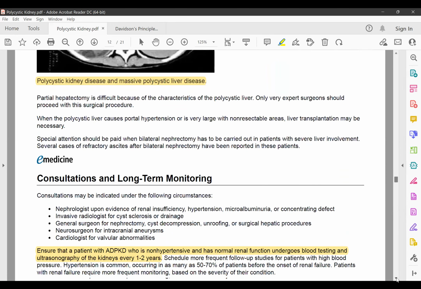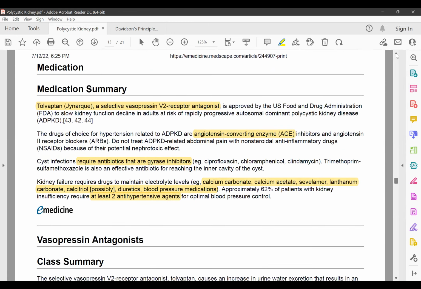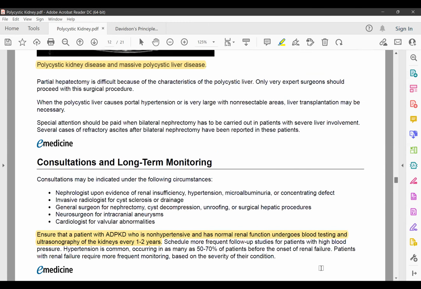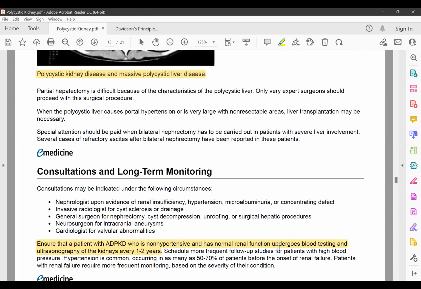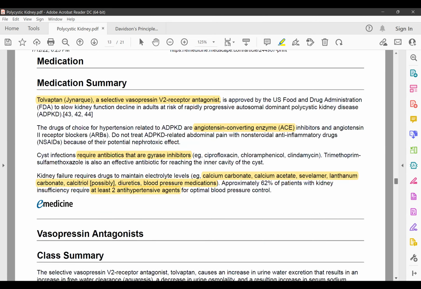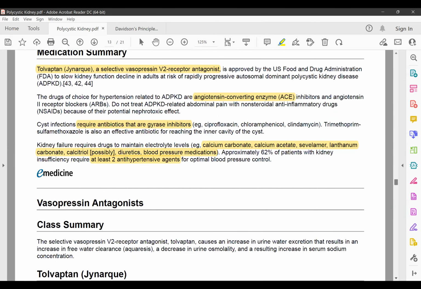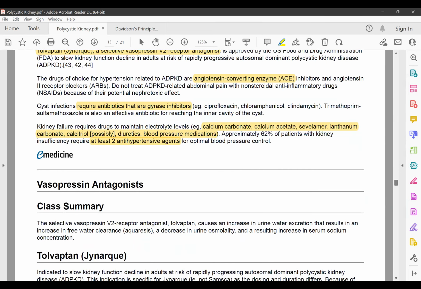So ensure a patient with ADPKD, that is adult polycystic kidney disease, who is non-hypertensive, has normal renal function, undergoes blood testing and ultrasonography every 1 to 2 years. That means he has a genetic predisposition, there is ultrasound evidence of ADPKD, blood pressure is normal, renal function is normal, and you have to have blood testing and ultrasonography repeated every 1 to 2 years. Okay, tolvaptan, we have considered ACE inhibitors, antibiotics, renal failure drugs.